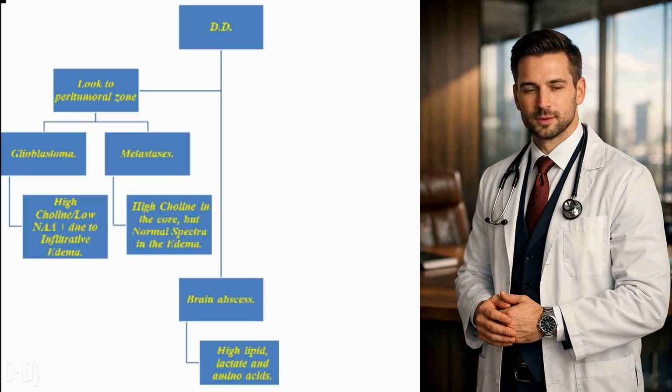When you are facing a ring-enhanced brain lesion, MR spectroscopy can differentiate between lesions as follows. In case of glioblastoma, there is high choline, low N-acetylaspartate and infiltrative edema. In case of metastases, there is abnormally high choline in the core with normal spectra in the surrounding edema. While in case of abscess, there is high lipid, lactate and amino acids with low choline.